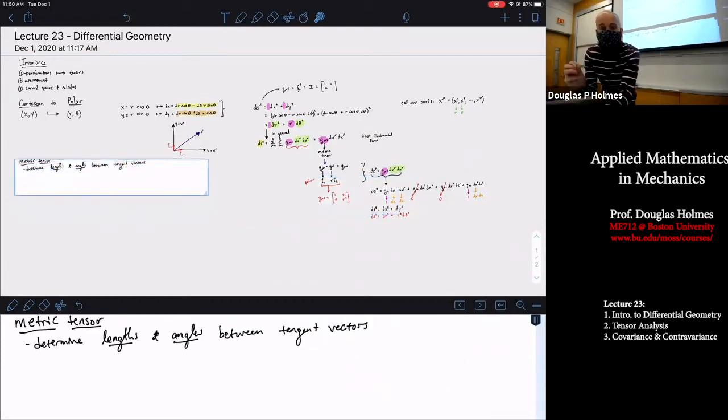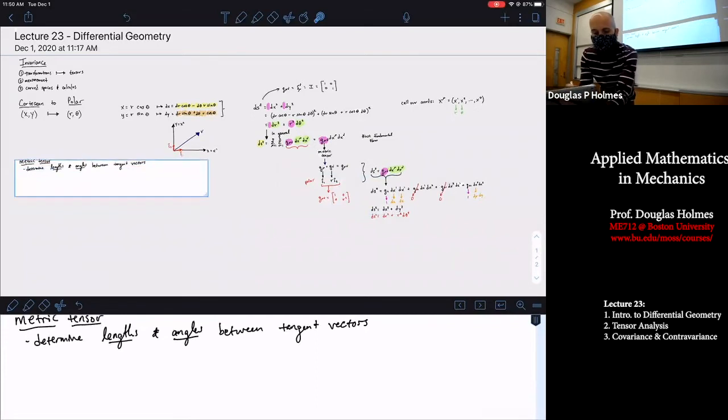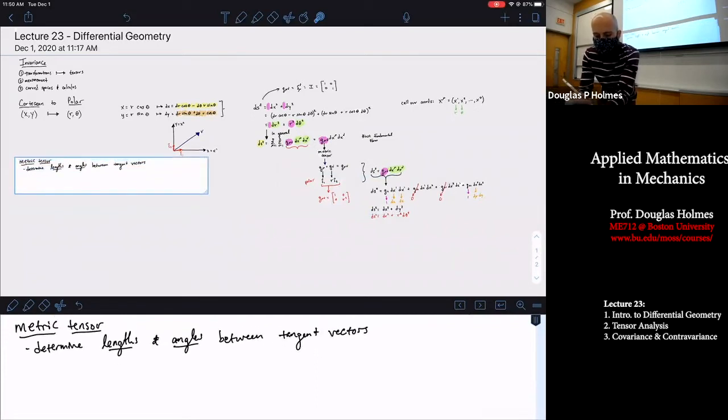There are more technical terms, you might be surprised to learn, than upstairs and downstairs. Those more technical terms are, actually I'm going to do this the other way around. We refer to the upper indices as contravariant. And we refer to the lower indices as covariant.